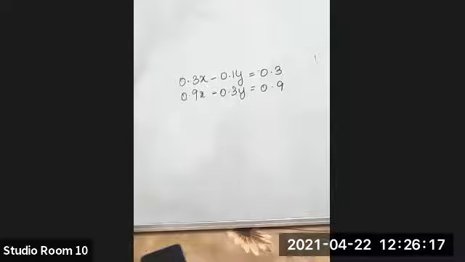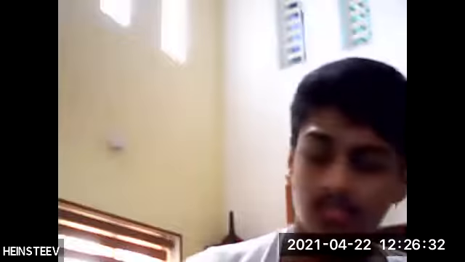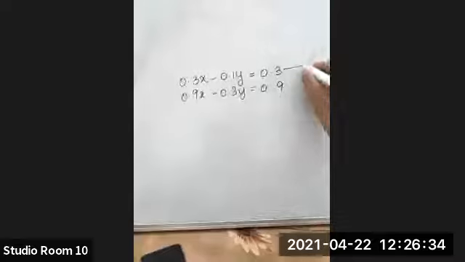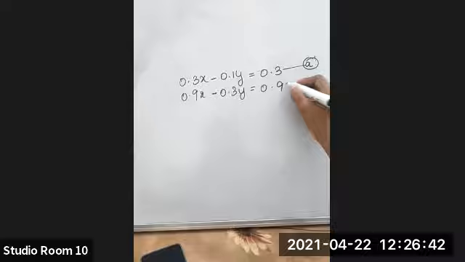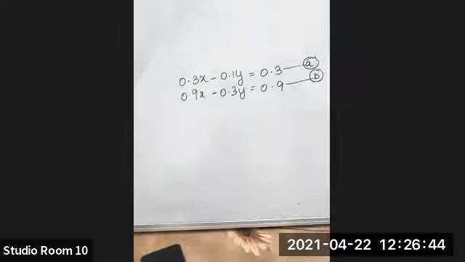What is the difference between the previous one and this one? In the previous ones, we had the coefficients in full numbers, isn't it? Here we have decimals. Very good. So the coefficients are decimal. I named these equations A and B. After the decimal, how many places are there? Only one place.